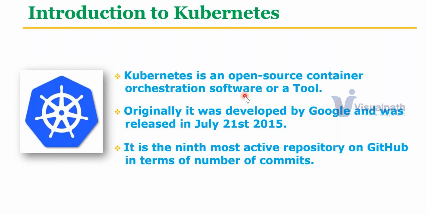They wrote it, and they clubbed all the features together and launched this tool by the name Kubernetes. So Kubernetes has all the features which I will be talking about in the next few slides, just to give you more information about it, just to give you a gist of it. I'll be giving you more information down the line. It was developed by Google and was released in July 2015.